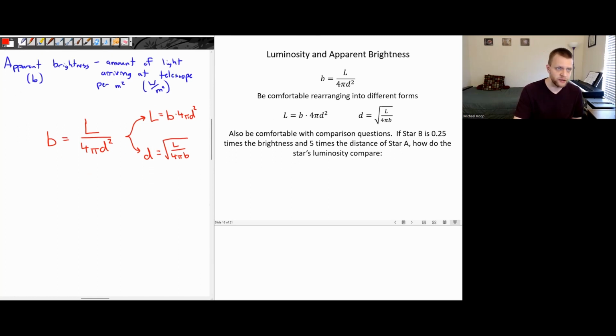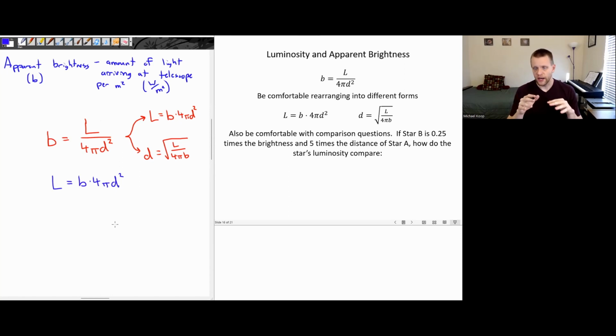Again, this is a comparison style question, so let's look at the general format. The general format for a comparison style question is, first, identify what kind of quantity you're being asked to compare. In this case, we're being asked to compare what's happening to the luminosity when I change the apparent brightness and when I change the distance. So let's write down this equation when we're solving for the luminosity.